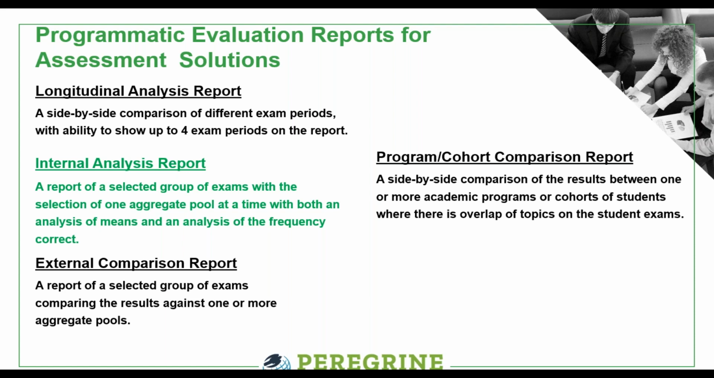The program cohort report is another way that you can slice and dice your data. So you can add cohorts to your exam, and those would be different categories of students. So if you wanted to compare campuses, or you want to compare majors, you can add those to your exam, and students would select their category at the time that they register for the exam, and then you're able to compare those different cohorts of students.